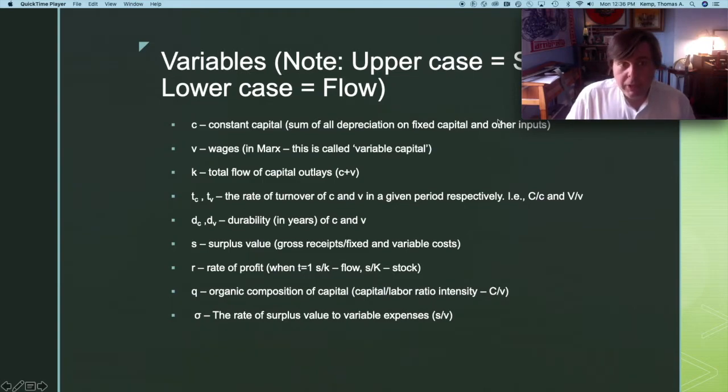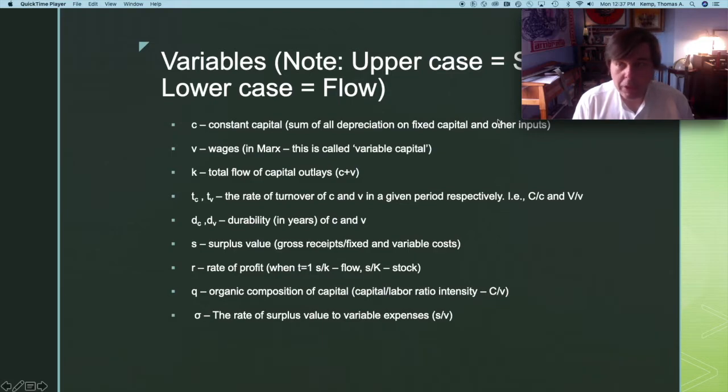V, lowercase v, is the flow of wage payments. So Marx calls this variable capital. Constant capital is the outlay needed to maintain machinery and other inputs to production. So what might these other things be? Well, like the software that I'm using right now, costs money. V is particularly the labor costs, and then the sum of C and V gives us K, or lowercase k, the total flow of capital outlays in a given period.